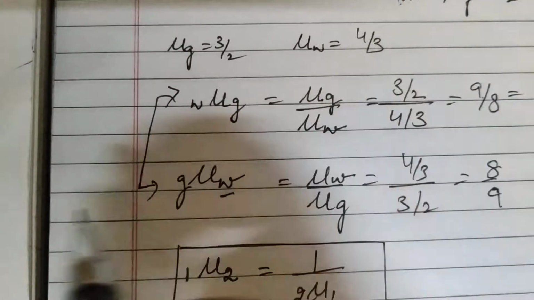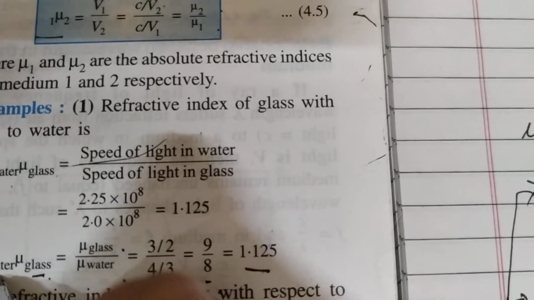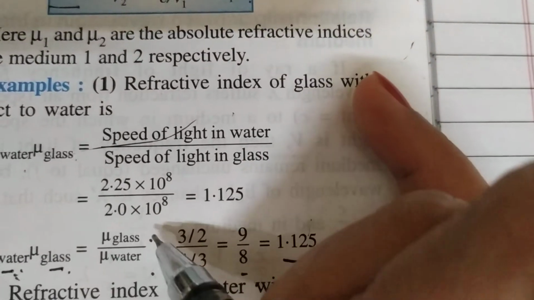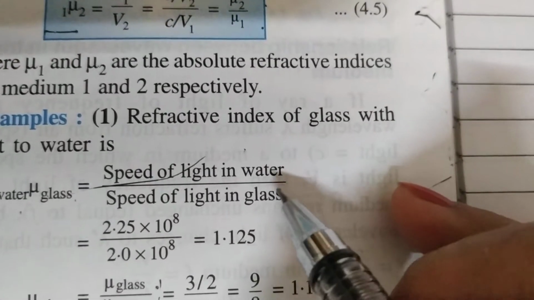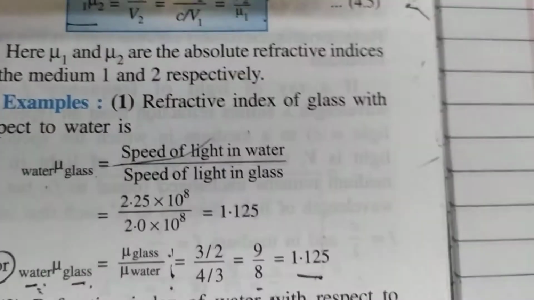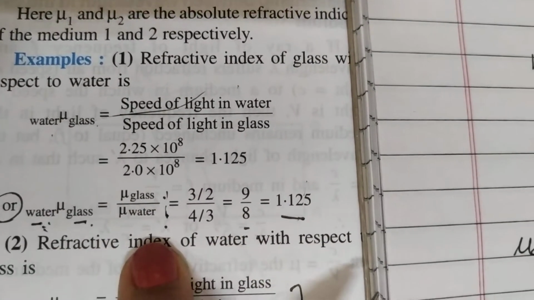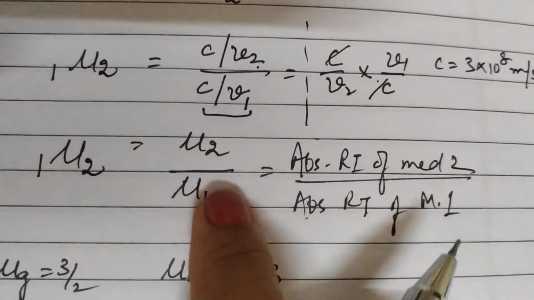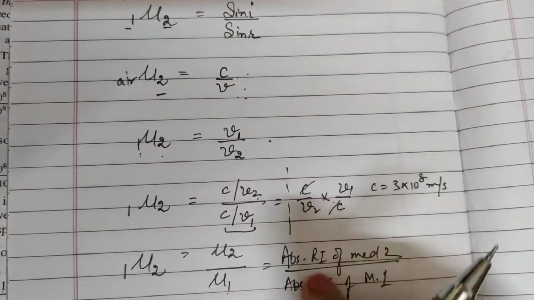And one more thing I want to share here: the refractive index of one medium with respect to another can be found either by using absolute refractive indices or by using the speeds of light. If you are given the speed of light in water and glass, then you simply follow the formula V1 upon V2. And if you are given only the absolute refractive indices, then you will follow the formula mu2 upon mu1.